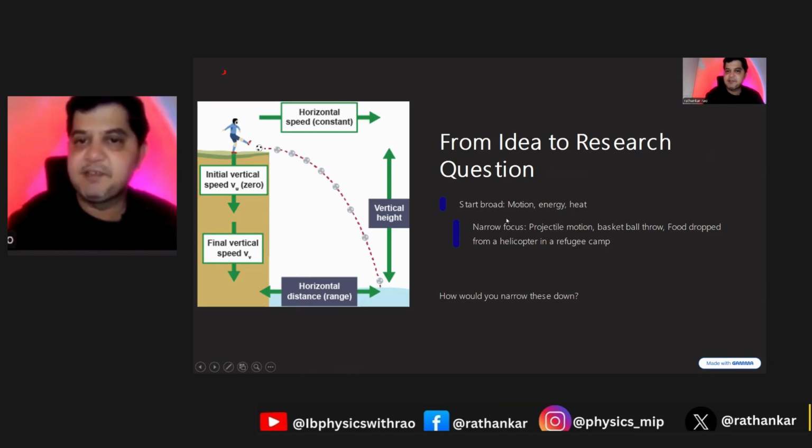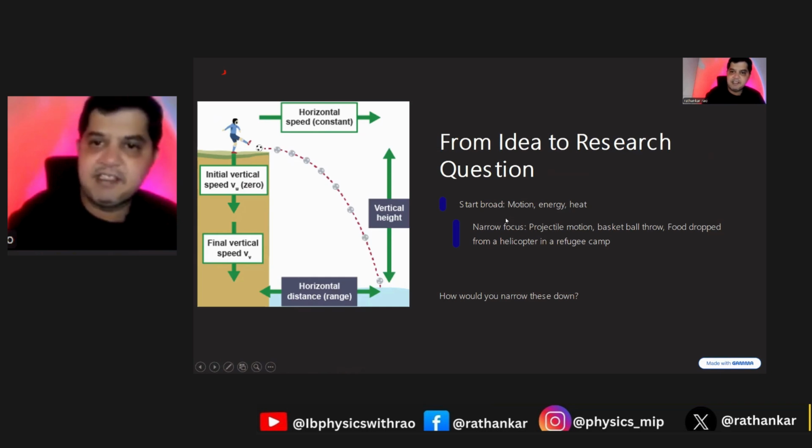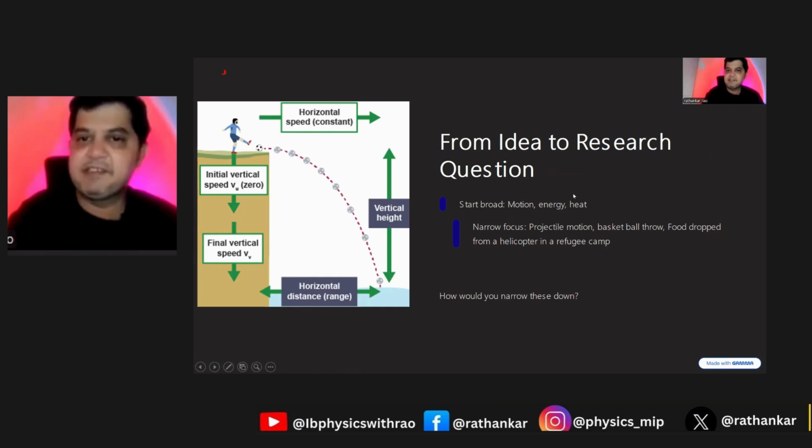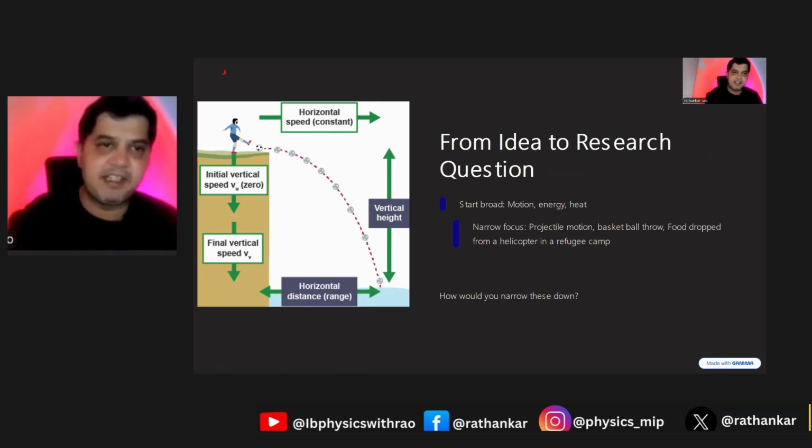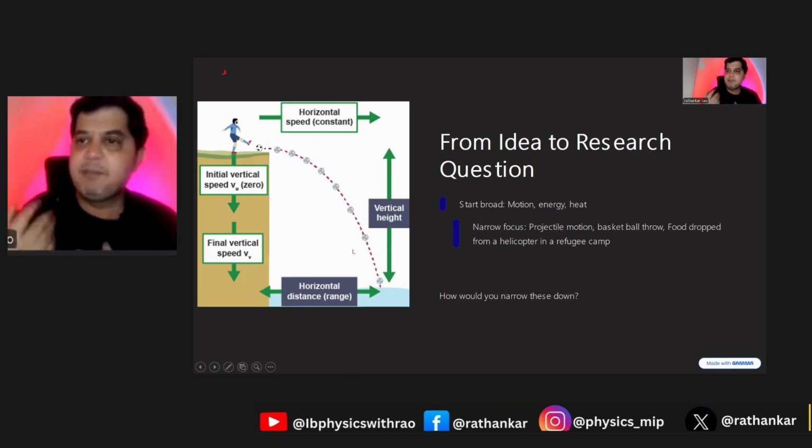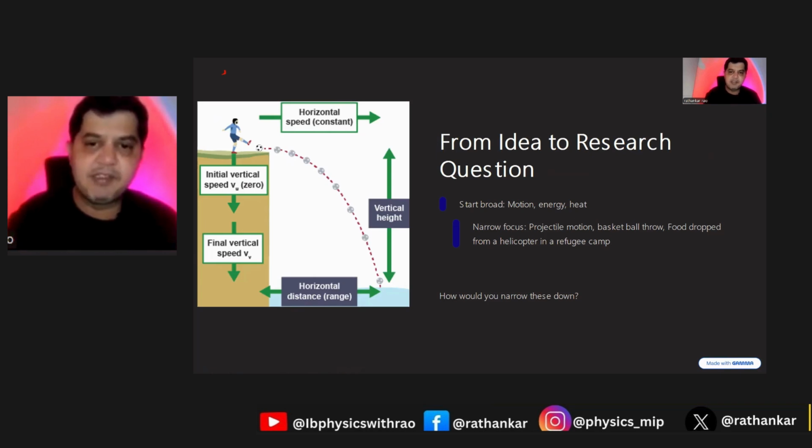Now the broad question is, we started with motion. Maybe we can look at energy, we can look at the heat produced. So anything can be started with this. Then this can be written into the narrow focus, which could be projectile motion. And examples of projectile motion, why are we interested in it? Something like a basketball throw, or food packets being dropped from a helicopter in a refugee camp. That is one more example of a projectile. So from there I came to the conclusion that we could look at a projectile motion which is horizontal in nature. We call this a horizontal projectile motion.